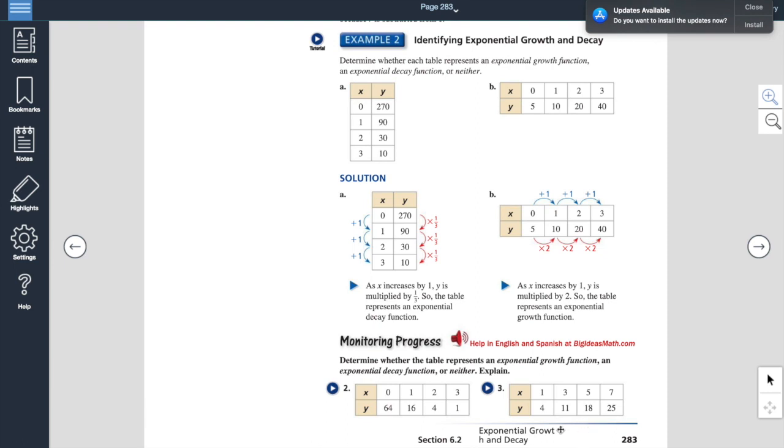Remember, that would be a linear function. This one is not asking for if it's linear. This would have to be an answer of neither. It's not exponential growth or decay. This one would be a linear function. Okay, for exponential growth or decay, you have to multiply or divide by the same thing every time.